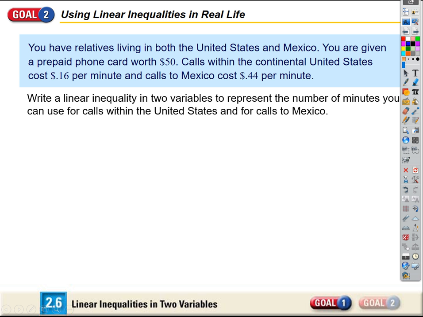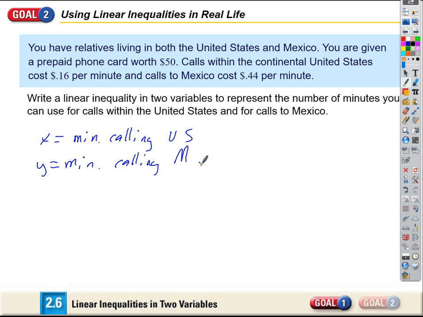So how many variables do I need? 2. Okay, well, let's define our variables then. Probably X and Y. We're gonna pick 2 variables. That makes sense for us mathematically because if we need to look at a graph, we've got the XY plane. So X equals minutes calling US, Y equals minutes calling Mexico, right? Agreed?